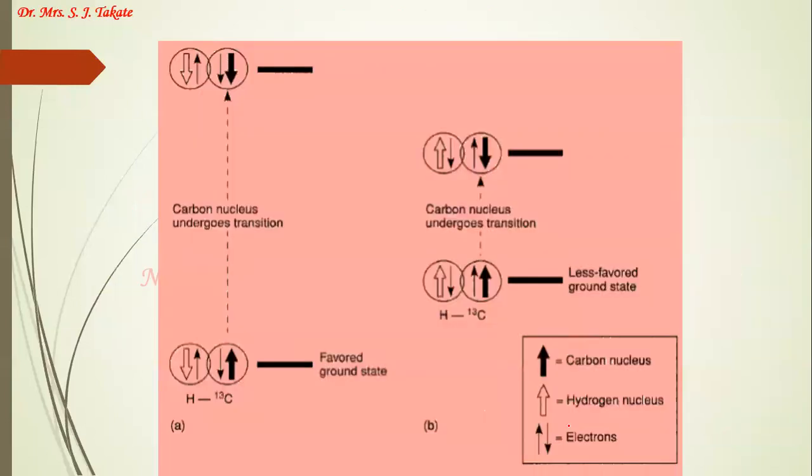Now let us check the proton nucleus. As it is having spin quantum number half, it can change its spin orientation, and due to the two different spin orientations, electrons change their spin orientations, and as a result, the carbon 13 nucleus will have two different types of ground states, and as the ground states are different, the excitation takes place from the two different ground states. Let us first see this situation.